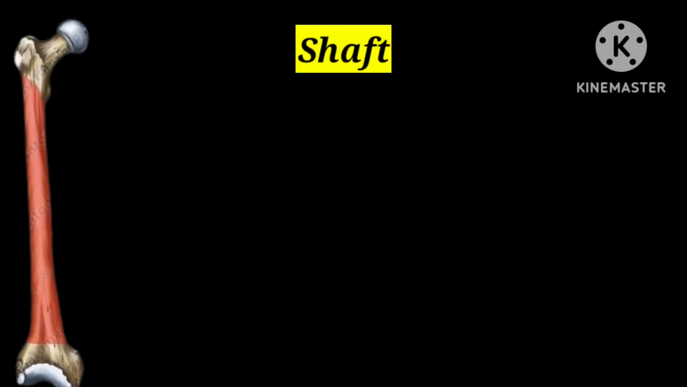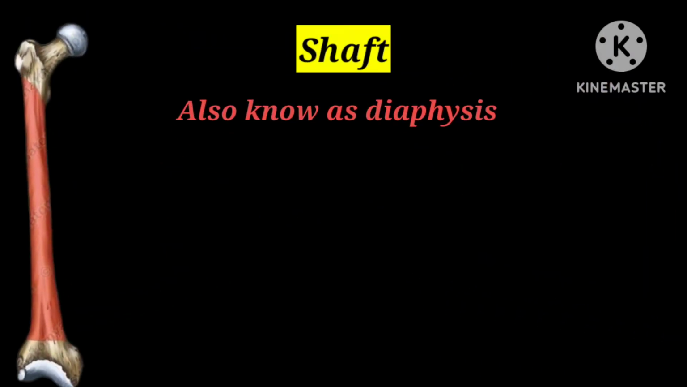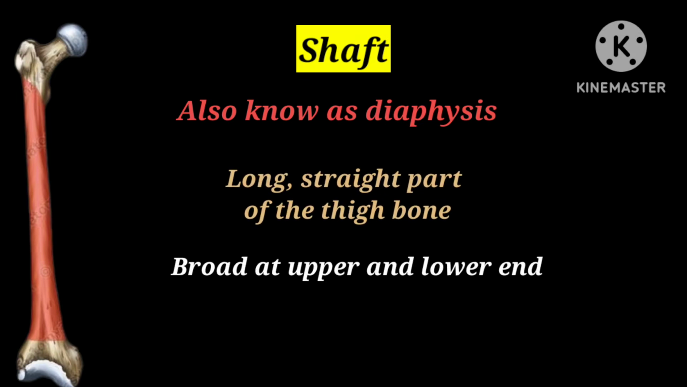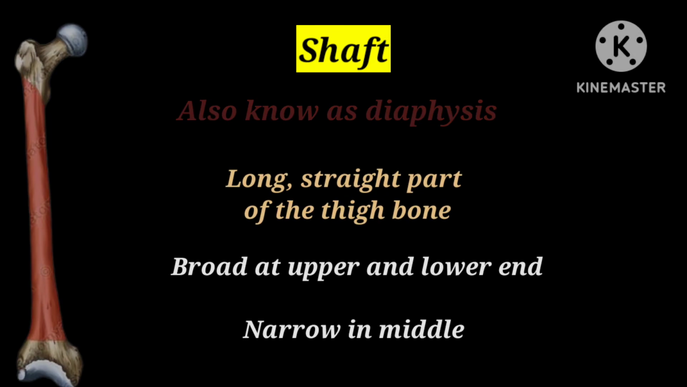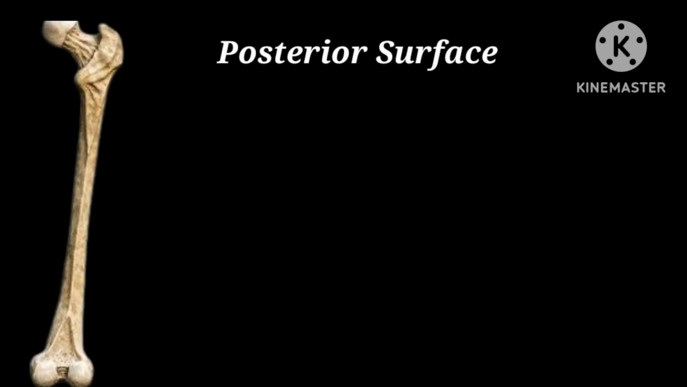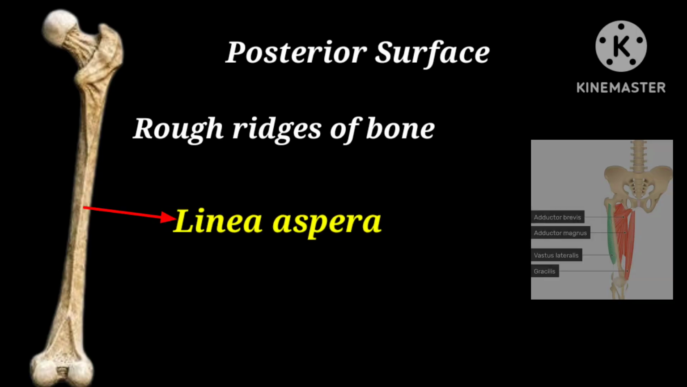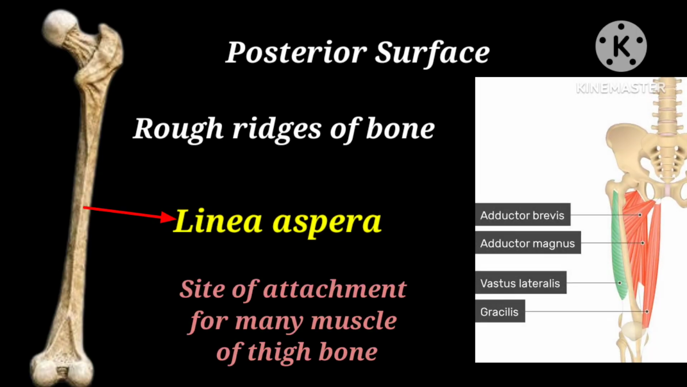The shaft, also known as the diaphysis, is a long, straight part of the thigh bone. It is broad in the upper and lower parts and narrow in the middle. On the posterior surface of the femoral shaft, there are rough ridges of bone called the linea aspera, which is a major site of attachment for many muscles in the thigh.